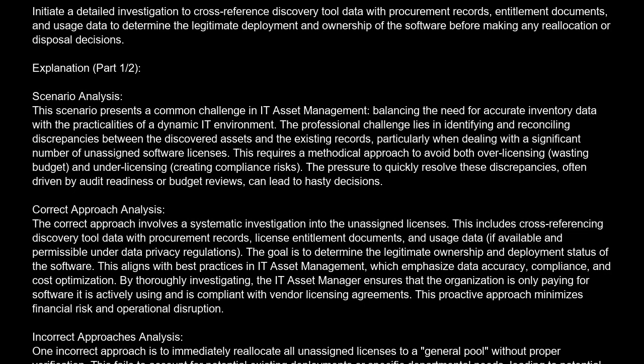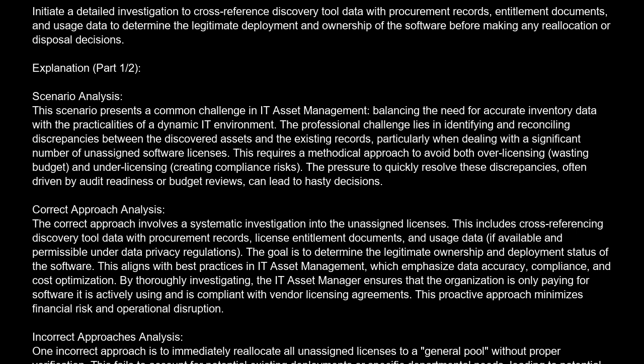The correct answer is A. Initiate a detailed investigation to cross-reference discovery tool data with procurement records, entitlement documents, and usage data to determine the legitimate deployment and ownership of the software before making any reallocation or disposal decisions.